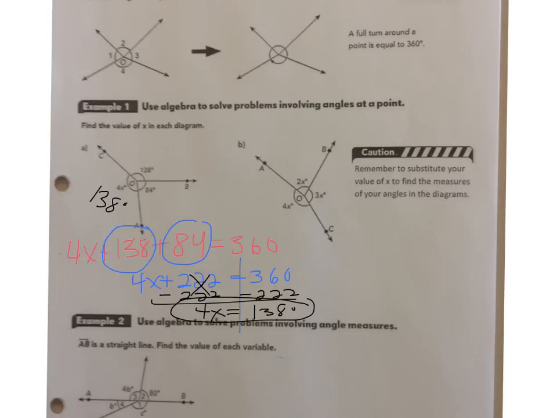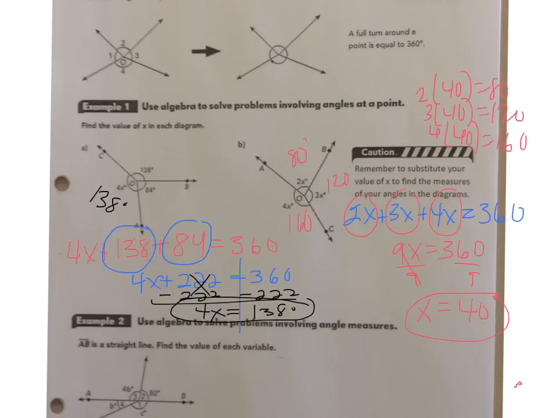Okay, so now we have 2x plus 3x plus 4x, and that needs to equal 360. Okay, so I'm going to turn it off. You guys try it, and then we'll go over it together. Okay, so you need to combine your like terms. So 2x plus 3x is 5x. 5x plus 4x is 9x, so 9x equals 360. Undo multiplication with division, and you get x equals 40 degrees.